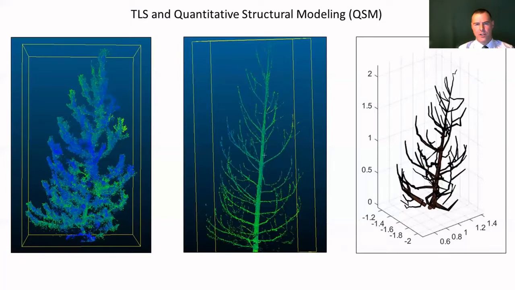There are many additional things that can be done with this data. One promising and really interesting approach is to use TLS data to develop quantitative structural models. This can provide us with in-depth views of fuel size class distributions within an individual tree crown and many related metrics important to tree function, health, and structure.